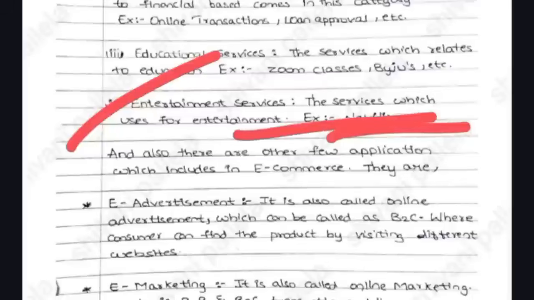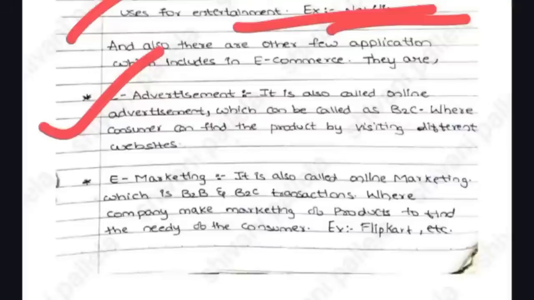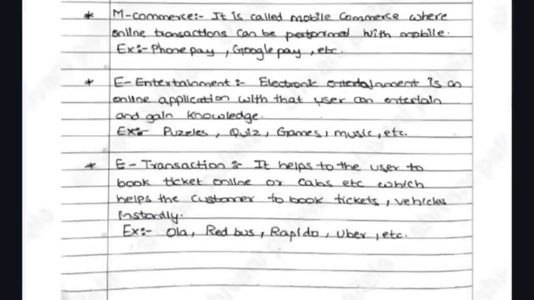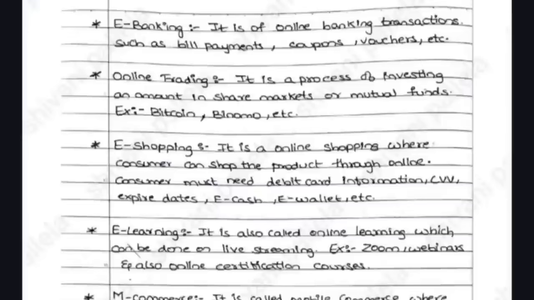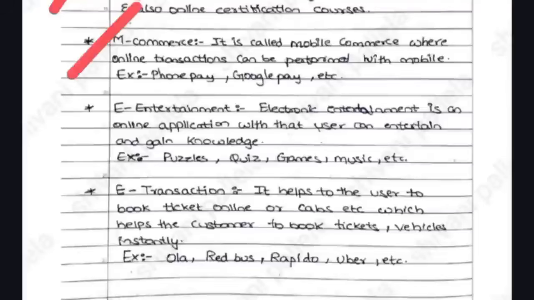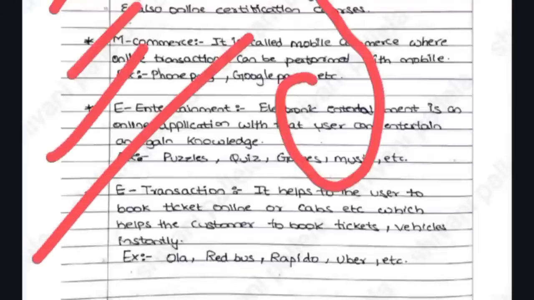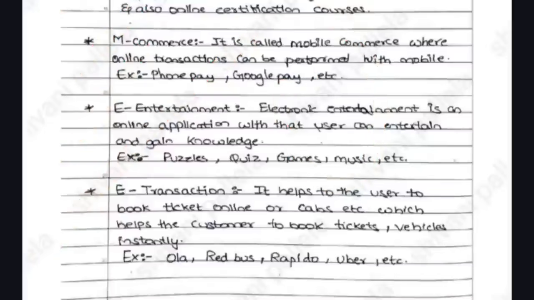The first one is electronic advertisement. It is also called online advertisement, which can be B2C, business to consumer, where an organization can find the product by visiting different websites. The next one is e-marketing. Just write what is meant by e-marketing: e-marketing stands for electronic marketing, where we are promoting the goods electronically. And then there are e-banking, online trading, e-shopping, e-learning, m-commerce, that is mobile commerce, e-entertainment, and e-transaction. These are all the applications of e-commerce.